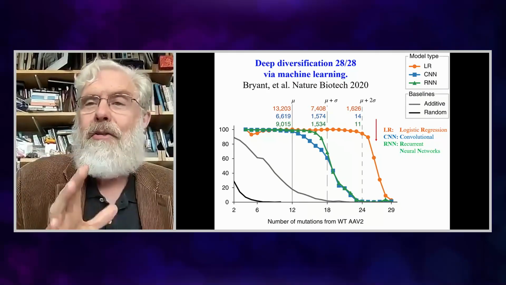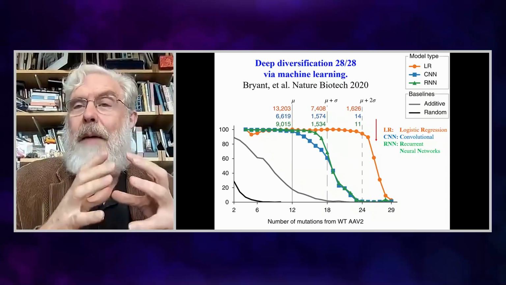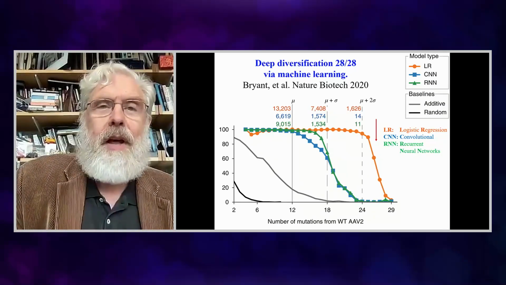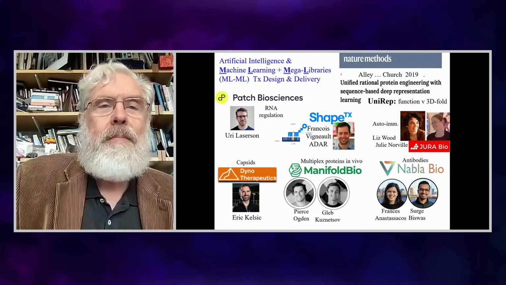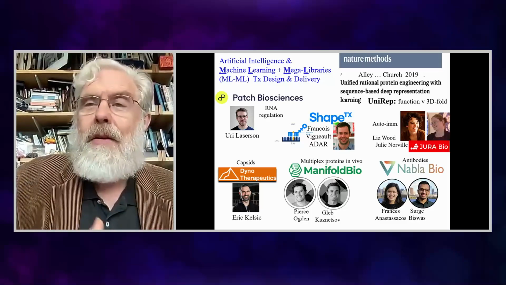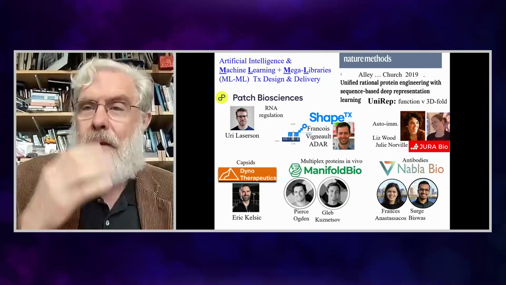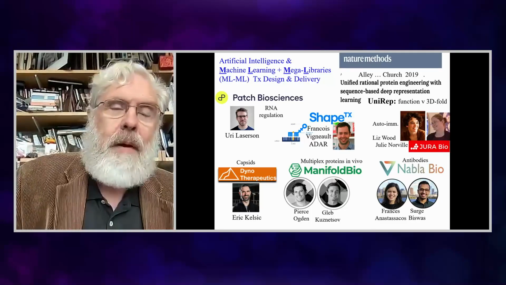And this is not restricted just to the viral capsids, as I'll show in the next slide. We can apply this machine learning to many different therapeutics and delivery methods.